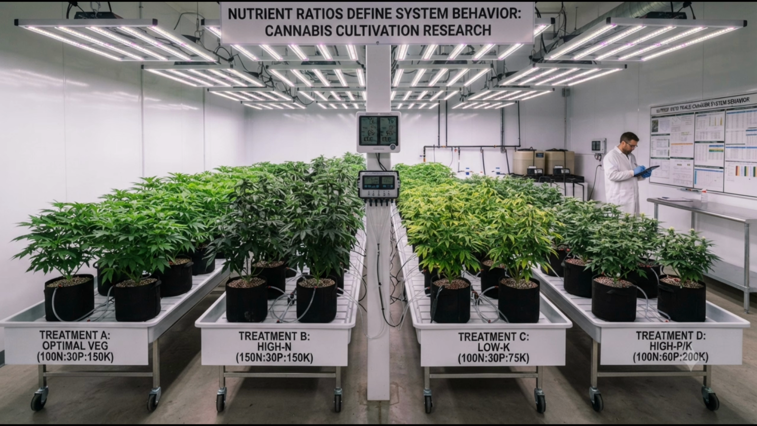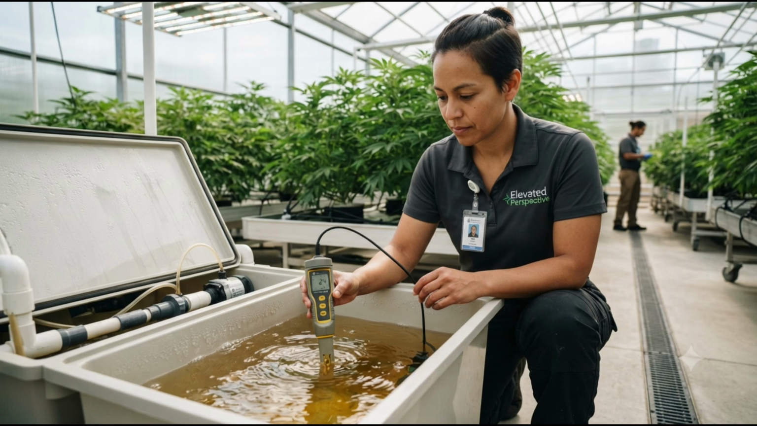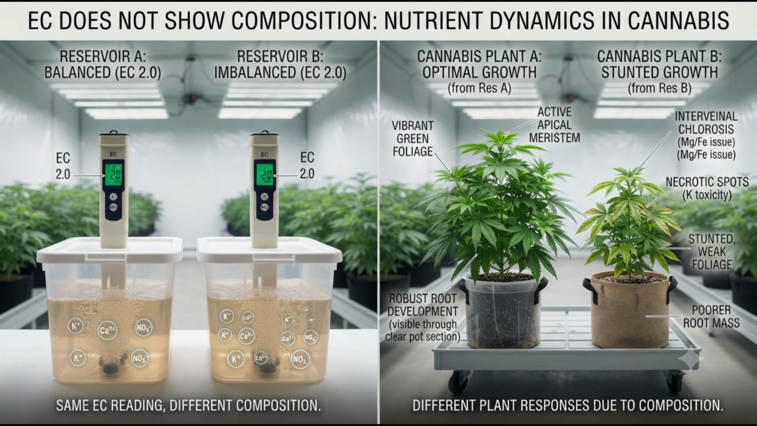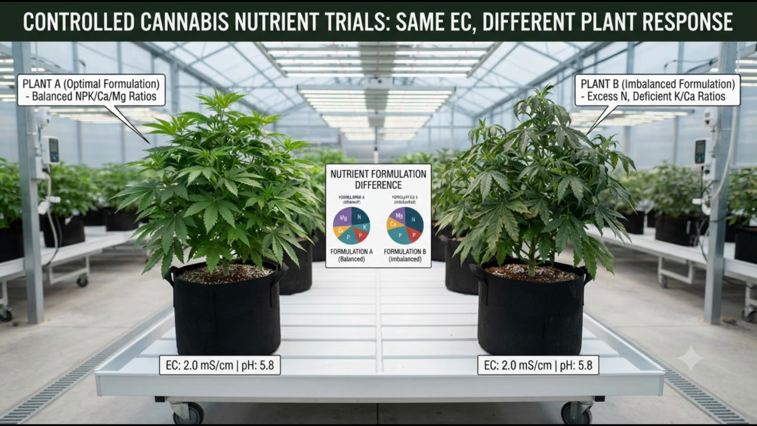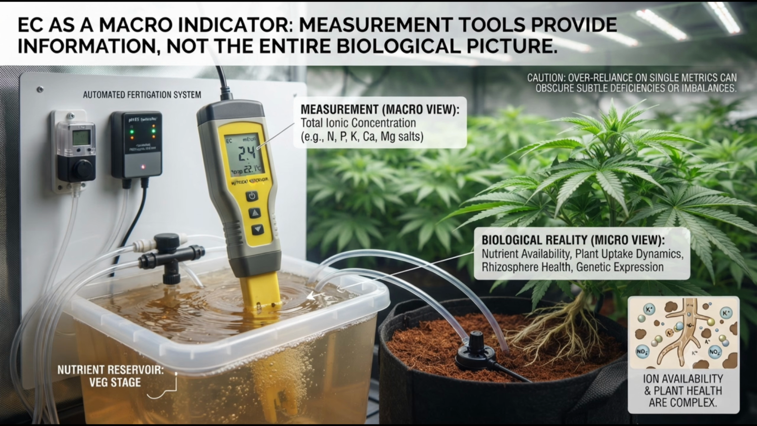Electrical conductivity measures total ionic concentration, but not structural composition. Two nutrient solutions with identical EC can produce completely different plant responses depending on ion distribution. EC describes intensity of dissolved salts but provides no information about functional balance or antagonistic relationships. It's a macro indicator, not a diagnostic system.